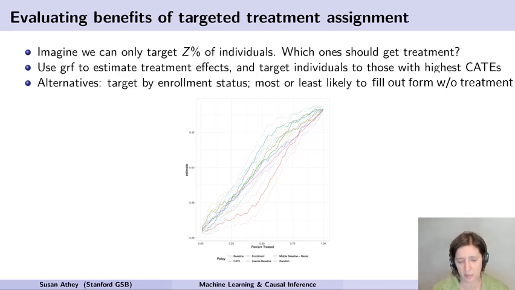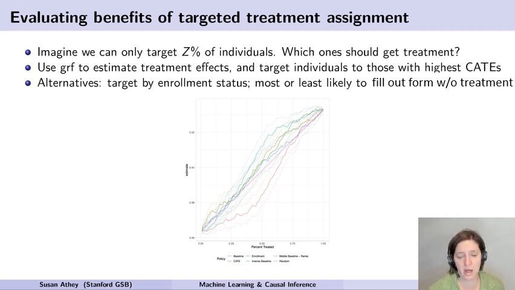But now what are these other lines? Well, we can then look at what if we just targeted based on enrollment. So we first sent the text to people who were enrolled, and we can think about doing that for enrollment, or we actually could evaluate it for inverse enrollment.